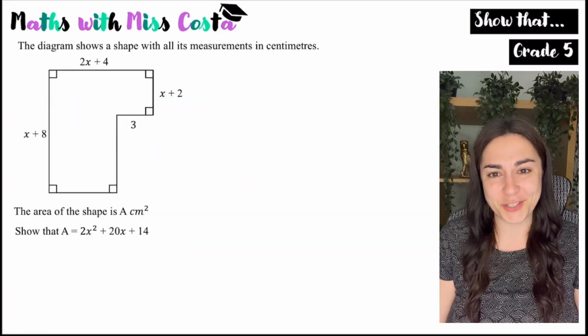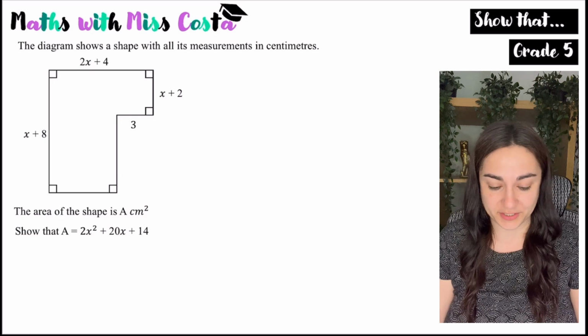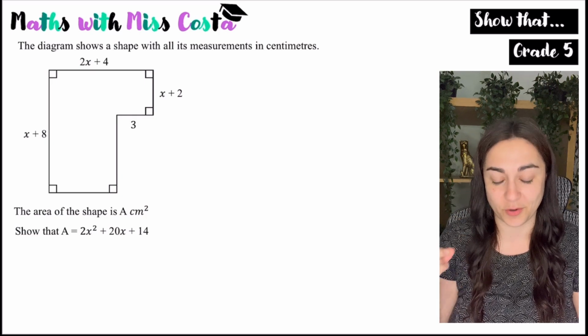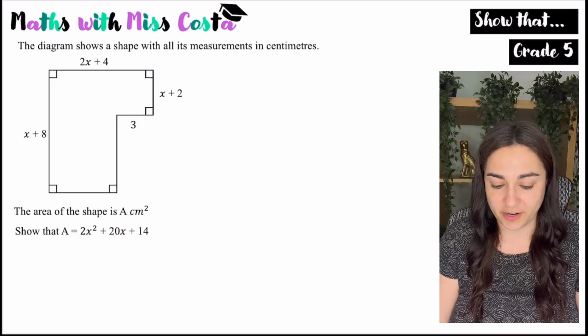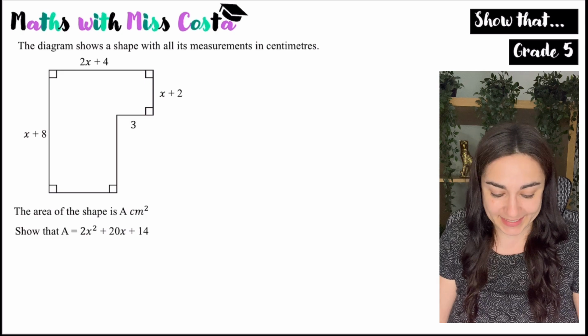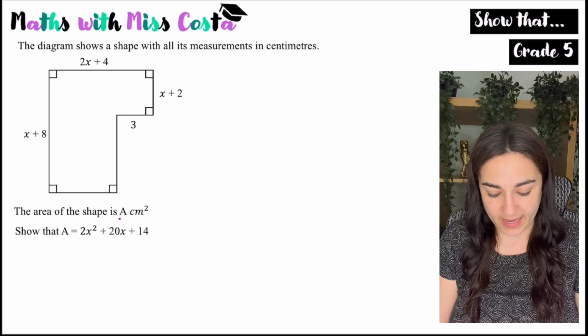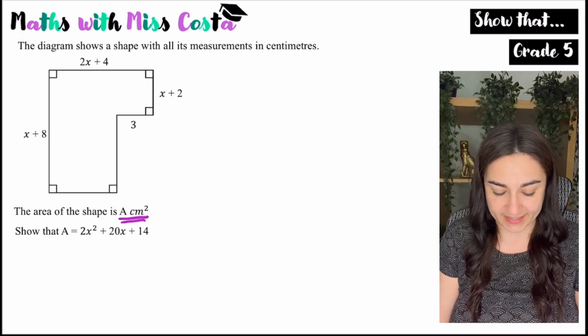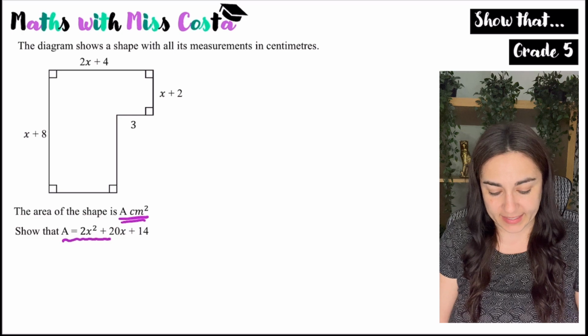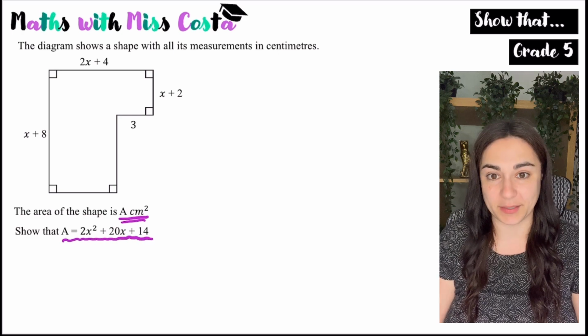Okay, so here's a show that question, and with any show that question, you want to show each step of your working. So I'm told the diagram shows a shape with all its measurements in centimetres, and I know that the area of the shape is a centimetre squared. Show that a is equal to 2x squared plus 20x plus 14.